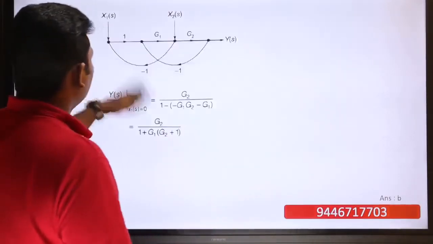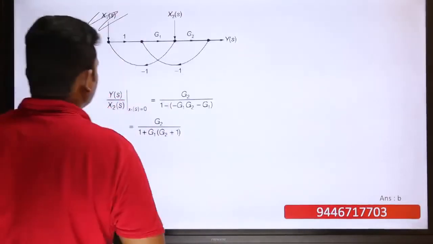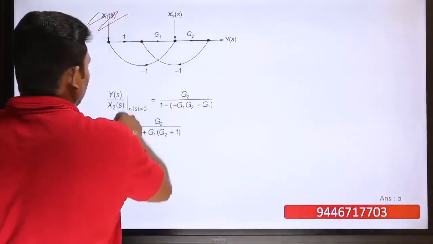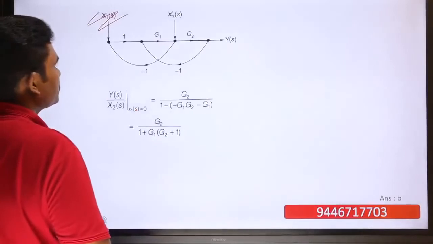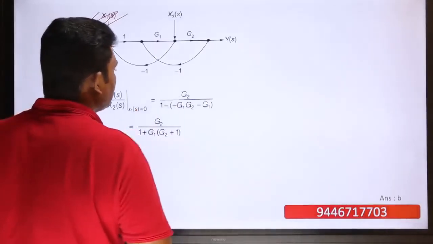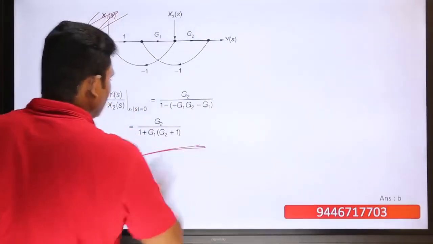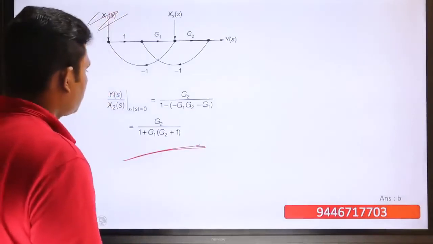So drawing the figure at x1 of s equal to 0 and making an expression of y of s divided by x2 of s, it becomes equal to the forward path g2 divided by 1 minus g1 g2 minus g1. So it becomes equal to g2 divided by 1 plus g1.